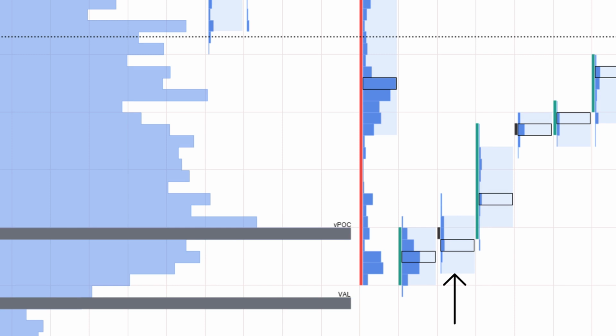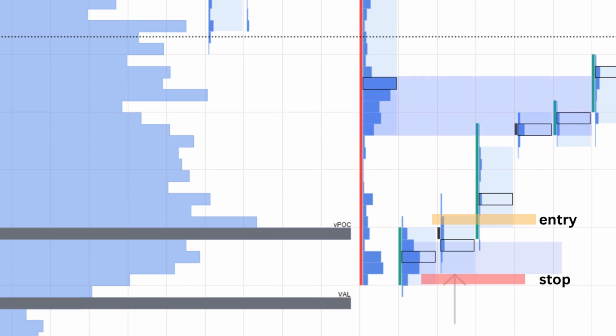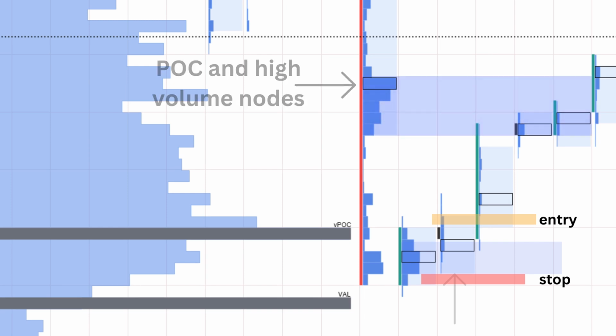bought on this candle here as it appears we are rejecting the low, placed our stop below the high volume nodes, and then have a look where we could have targeted as our first target. I very much hope you are thinking here, where we have the point of control and high volume nodes.